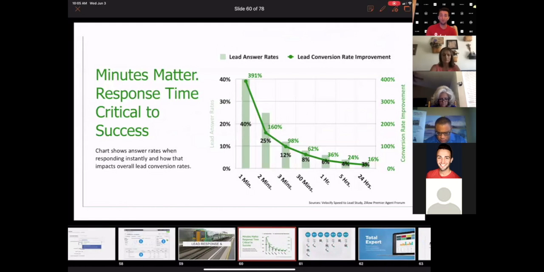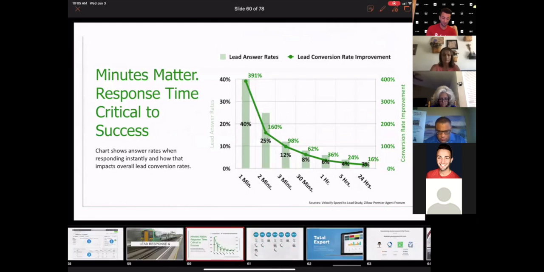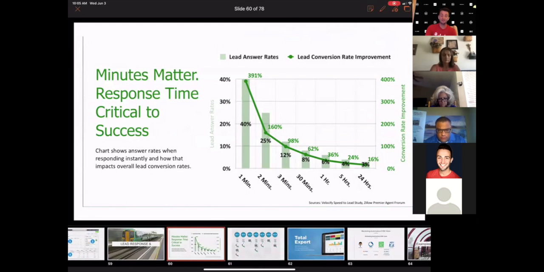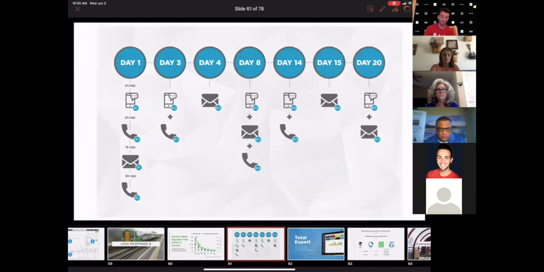Responding is super important. I feel like we all know that. If you don't have time to respond, you can always hire someone to respond for you, or have some sort of automated bot to respond, just to hold a conversation until you can get there.